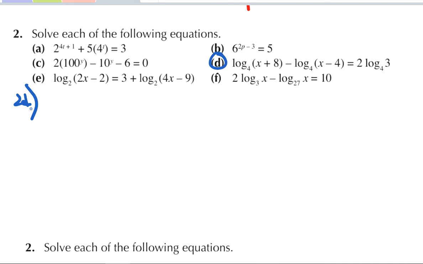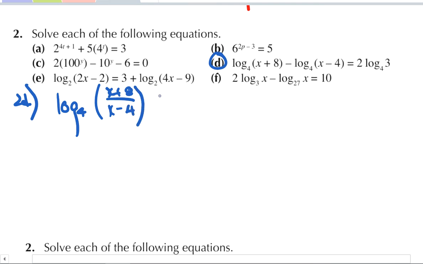Same base. Very good. Anqi, the bases are the same. So Anqi, can you tell me what you will do on the left-hand side over here since the bases are the same? Log 4x plus 8 over x minus 4. Very good. We use the subtraction rule. x plus 8 over x minus 4.